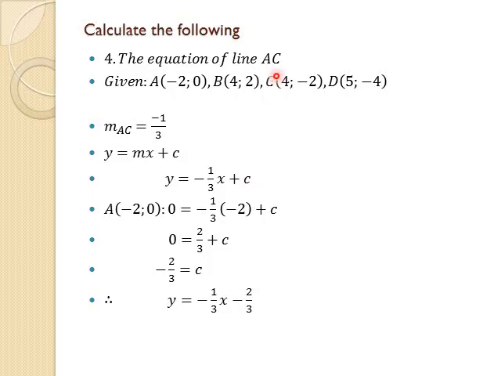Right, and now I have to use a point on AC, so I can use the coordinates of A, which is minus 2 and 0, or the coordinates of C, which is 4 and negative 2. I chose A, so A is minus 2 and 0. So this states that Y is 0, while X is negative 2, plus C. Minus negative times negative becomes positive. 2 times 1, 2 over 3 plus C. If I take 2 over 3 over, it becomes negative 2 over 3. So C equals negative 2 over 3. Therefore, my equation for straight line AC is y equals negative 1 over 3x minus 2 over 3.